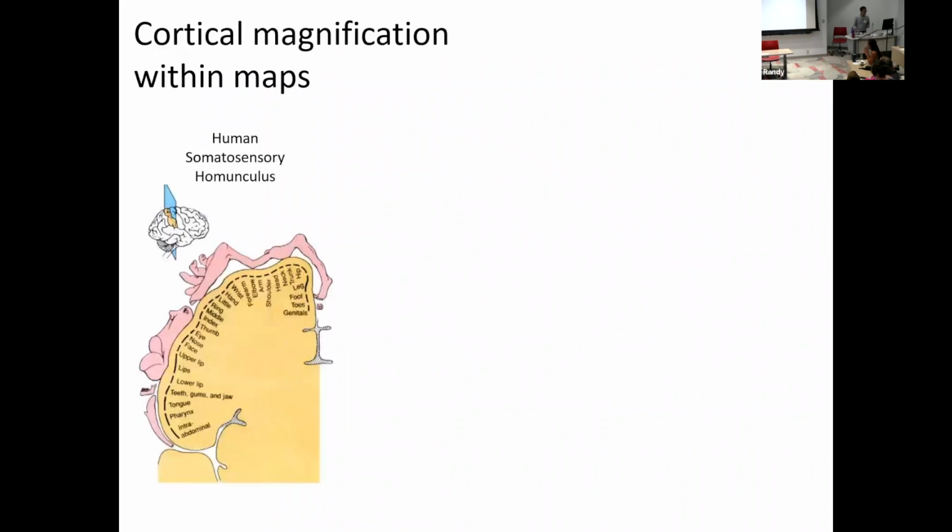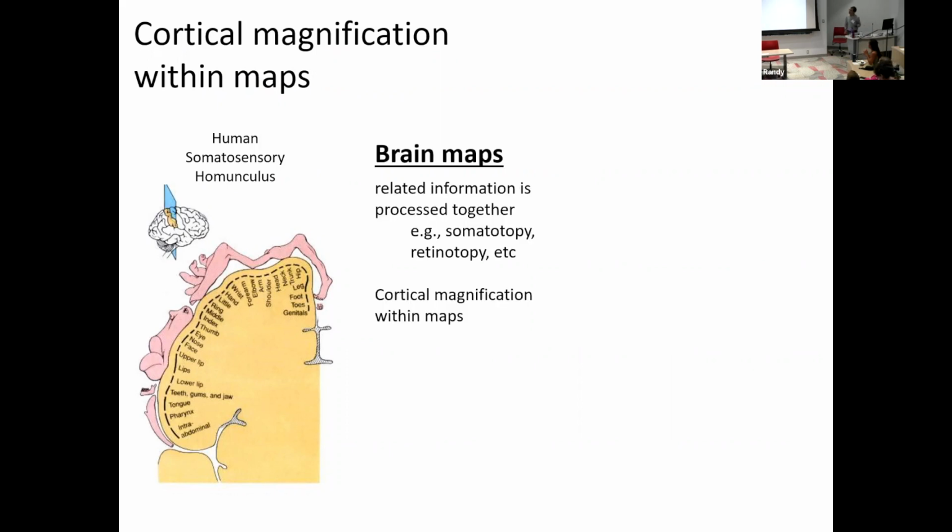A homunculus is an example of a brain map. In a brain map, related information is processed together. In this case, adjacent places on the skin tend to be processed near each other, so you get somatotopy, or in the visual system, you get retinotopy. The other thing to point out here is cortical magnification within the maps. In humans, the lips and hand are overrepresented relative to other body parts.